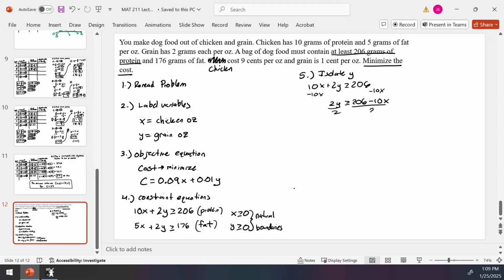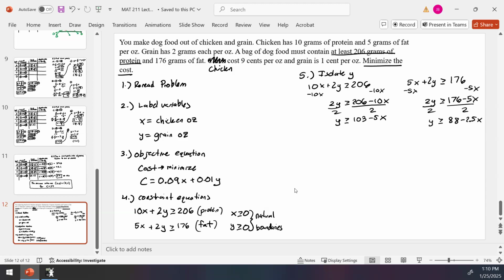Divide the 2 over. And so y is greater than or equal to 103 minus 5x. And so then the second equation will be 5x plus 2y is greater than or equal to 176. And then I subtract the 5x over. Divide the 2 over. Y is greater than or equal to, in this case, it would be 88 minus, and I'm going to do 2.5x. I'm going to actually convert it to a decimal here, just because that number is easier to look at.